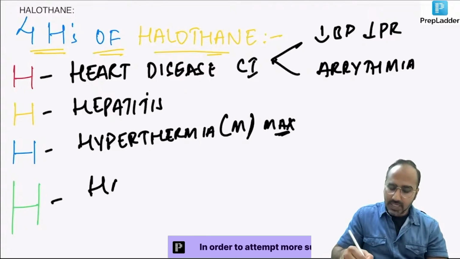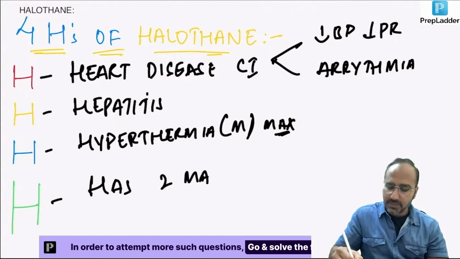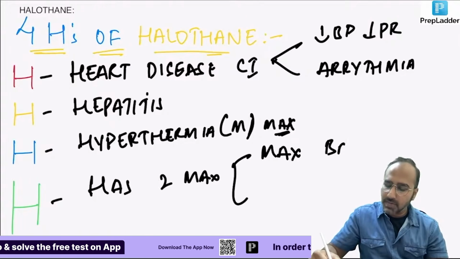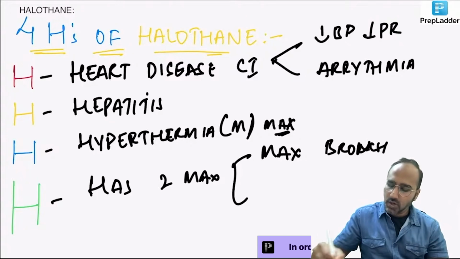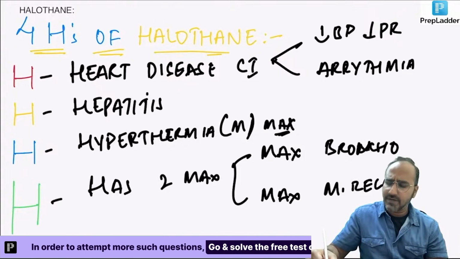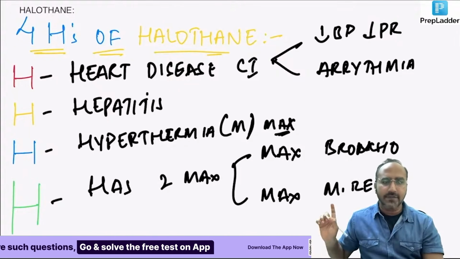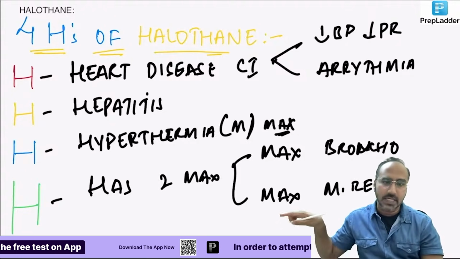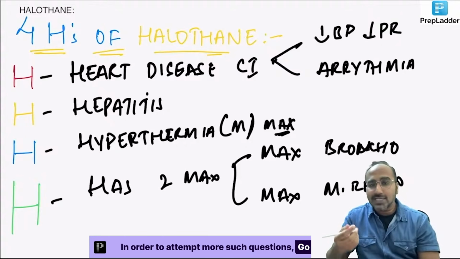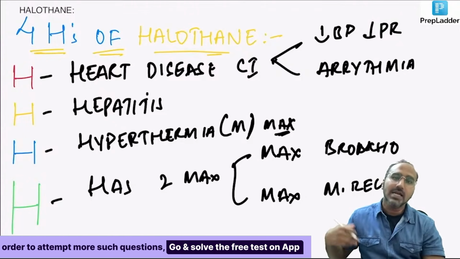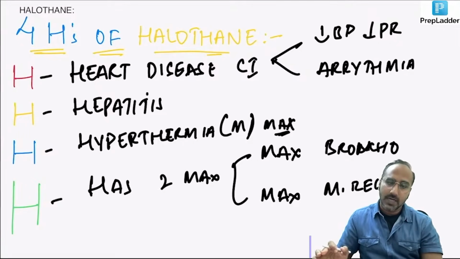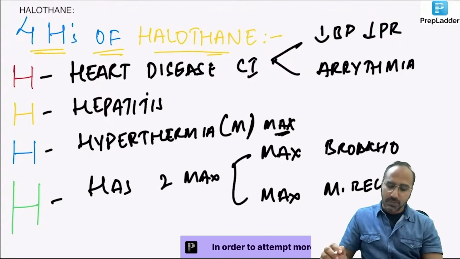Next, halothane has 2 maximums. What 2 maximums? Maximum bronchodilation and maximum muscle relaxation. Now don't confuse yourself, guys. Muscle relaxants are different. Halothane is different. Halothane is basically used to maintain the patient unconscious. But the additional point is that it will cause some muscle relaxation also. That's why, if you are giving general anesthesia for cesarean section, you avoid halothane. Why? Because it will cause muscle relaxation and can cause PPH also. Okay.